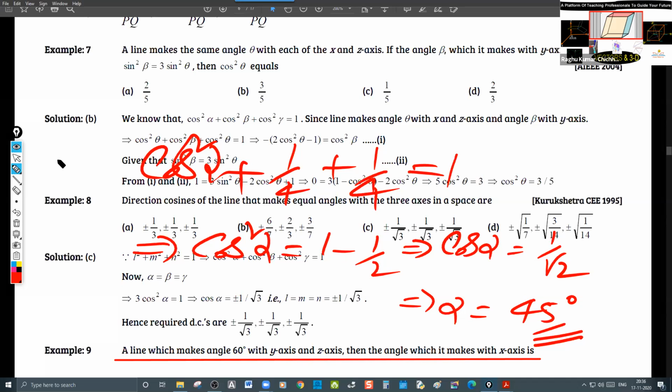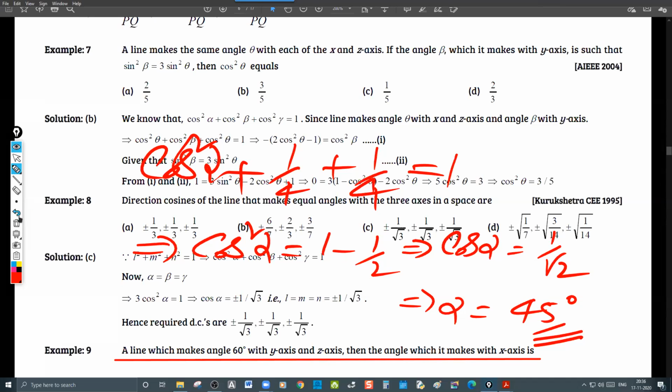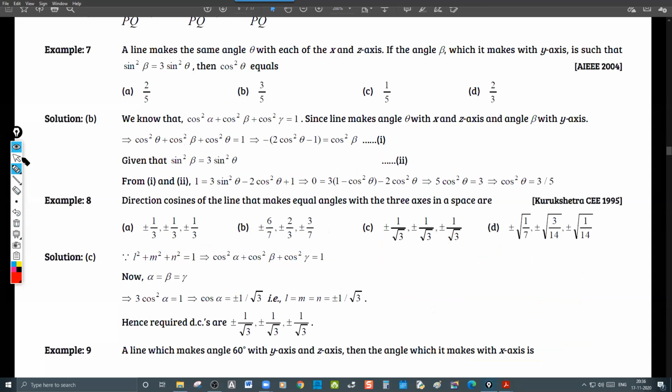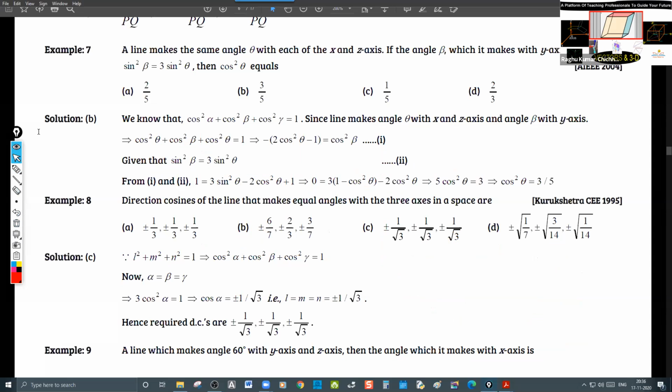Very good. Shame on you. Shame on you. Shameless, to say it in Telugu, it means you have given up shame. So cos square beta is 1 by 2 whole square plus 1 by 2 whole square, which is 1 by 4 plus 1 by 4. 1 minus 1 by 2, alpha is 45 degrees. Very, very basic question, please. Shame on yourself. Yes, let me continue.